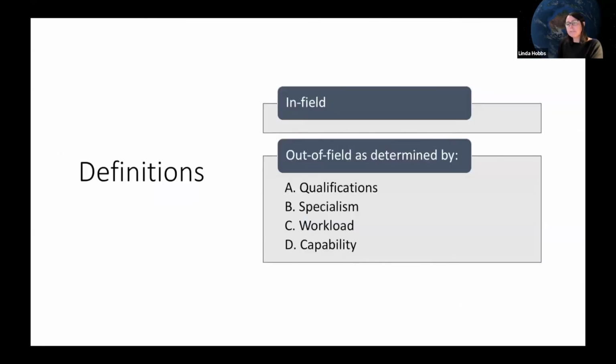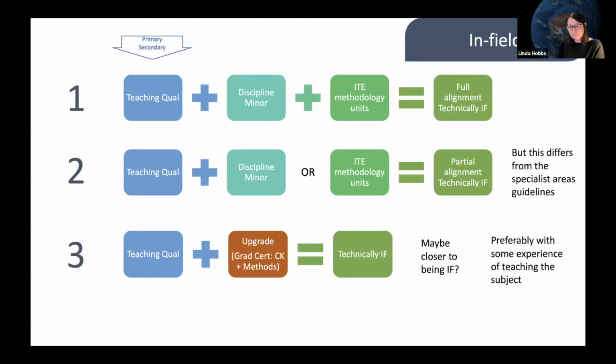So this brings us to the definitions that we created using these criteria. We developed one in-field definition and then a multifaceted definition for out-of-field teaching as determined by qualification, specialism, workload, and capability. For the in-field definition, there are three combinations, similar to Paul Weldon's definition from the 2016 ACER report, but emphasising requiring a full minor rather than just one subject at the tertiary second level. That's in line with the specialist area guidelines that universities use to select students into different methods in Victoria.